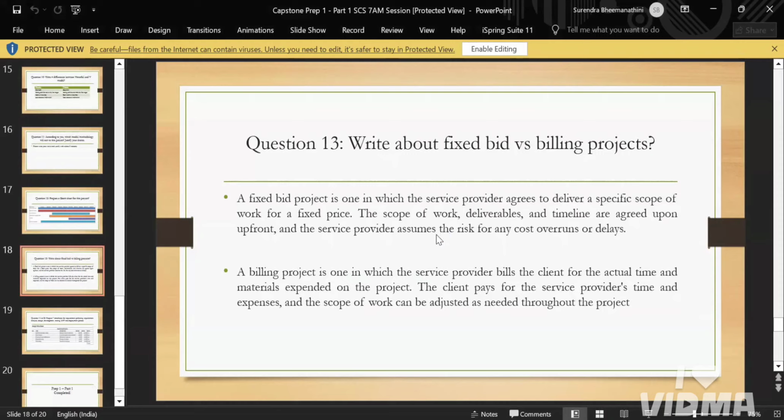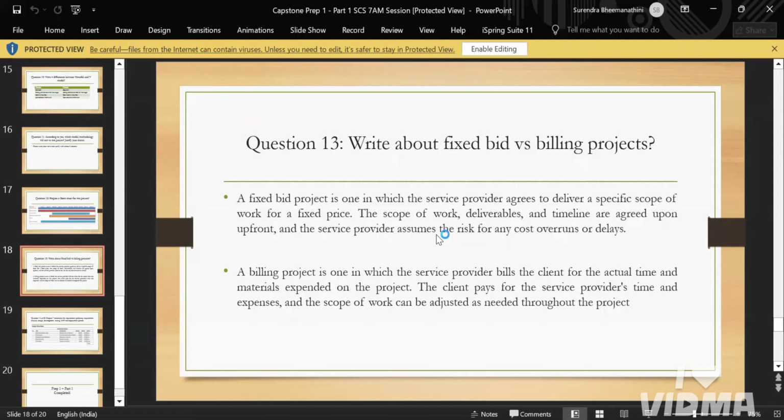So fixed bid is nothing but the service provider agrees to develop a specific scope of work for a fixed price. Like here, I can explain it in a good way for better understanding. Fixed bid is nothing but the timeline and the work. The budget is fixed here. For example, look into this case study only.